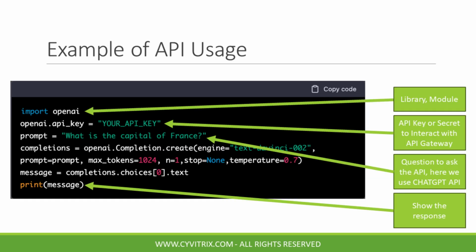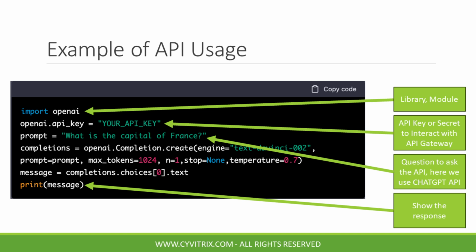This code on the slide illustrates a practical example of API usage, demonstrating how to interact with the OpenAI API using a Python script. It begins with the import of the OpenAI library, import OpenAI, which provides the necessary tools to communicate with the API. Next, the API key is defined, which is a secret code provided by the API service to authenticate and authorize requests. The API key ensures that only valid users can access the service.